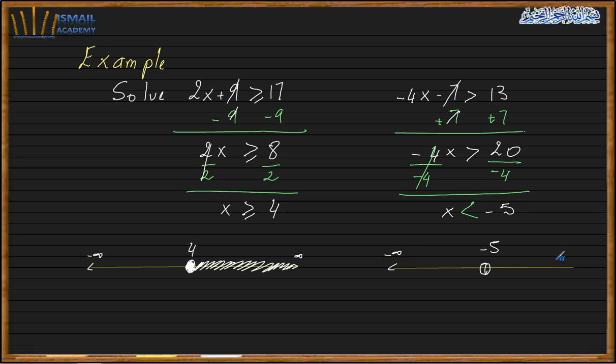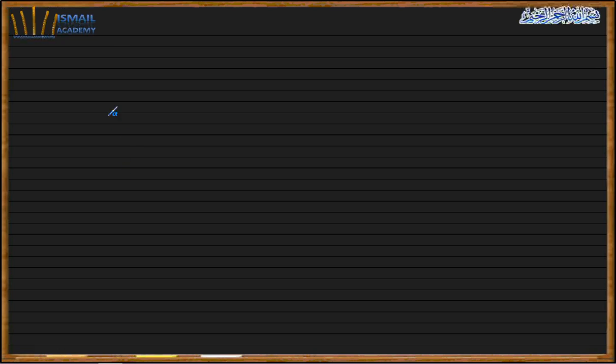So less than is on the left side of the number. So I'm going to shade the left side of minus 5. So let's do more. So if I have, for example, x over 5 plus 1 is greater than 10. So here we have addition, so I subtract.